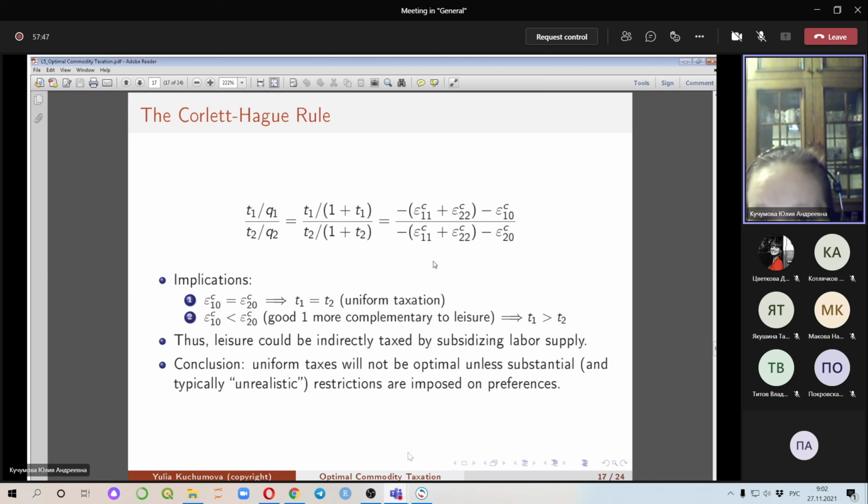So the difference between the numerator and denominator is in these last terms, right? Epsilon 1 0 and epsilon 2 0. This reflects the relationship between good 1 and leisure and between good 2 and leisure. So again, the case when epsilon 1 0 equals epsilon 2 0 is the case that we already considered, and in this case T1 is equal to T2, meaning that we have a uniform taxation case.